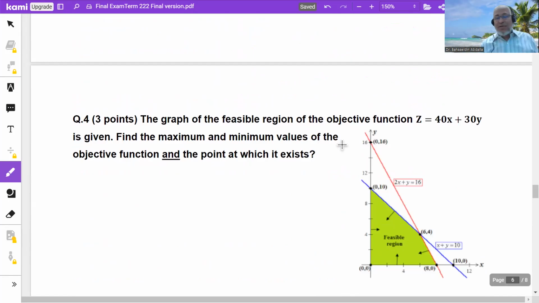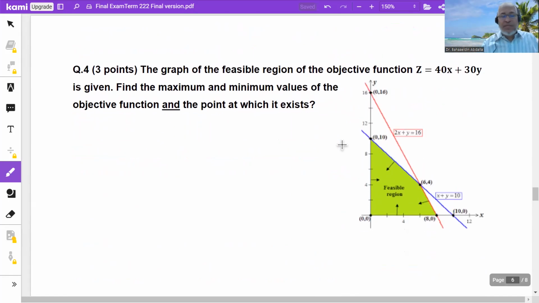The graph of the feasible region of the objective function is given. Find the maximum and minimum values of the objective function and the point at which it exists. Well, to find the maximum and minimum values, we find the corner points and substitute them in z, which is 40x plus 30y, to find which corner point will give you the highest value of z and the smallest value of z.